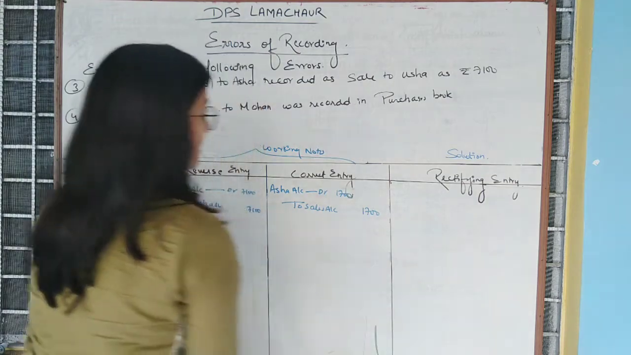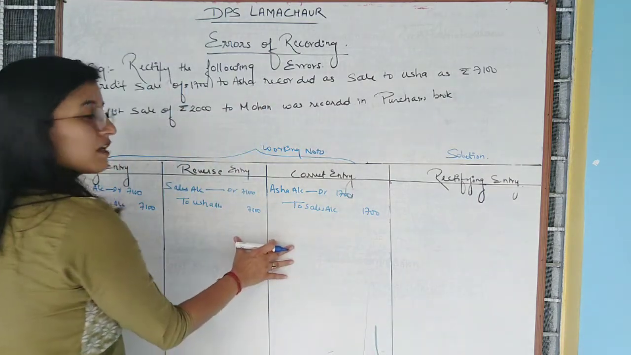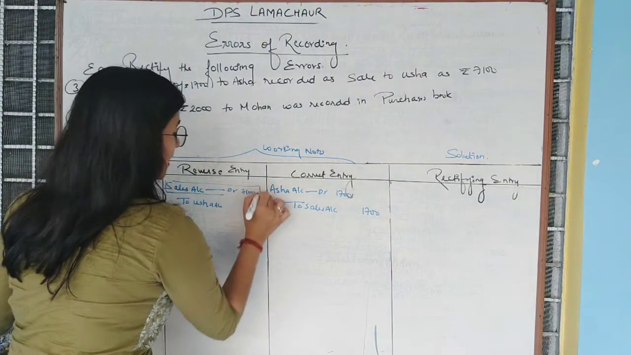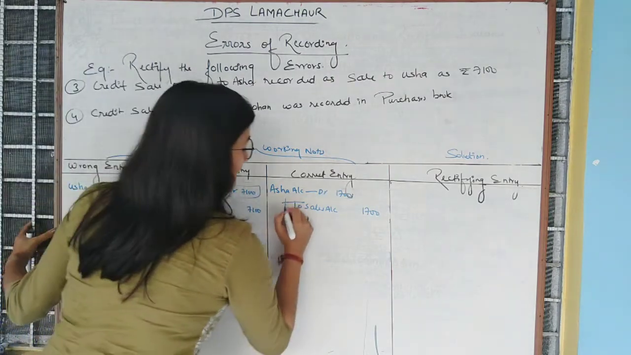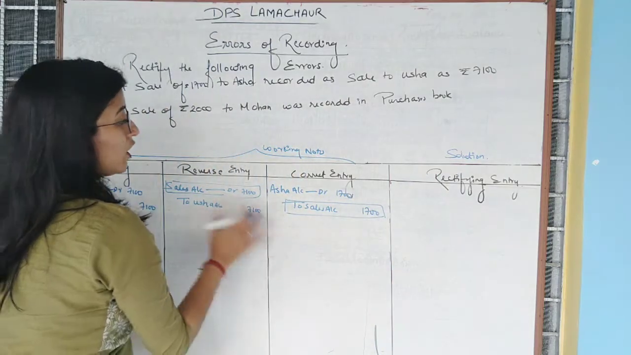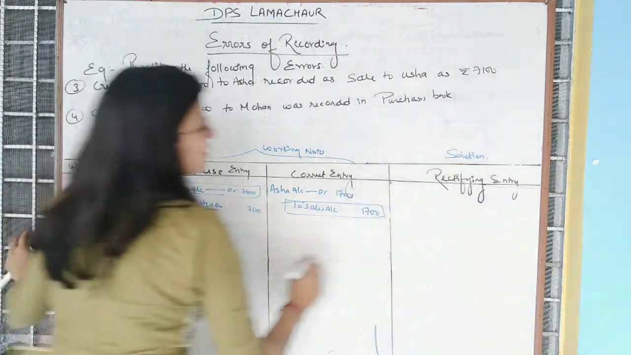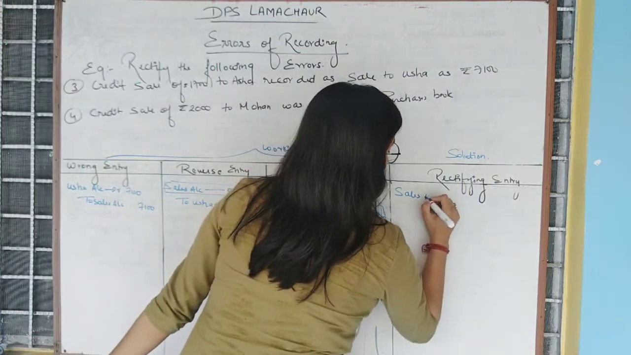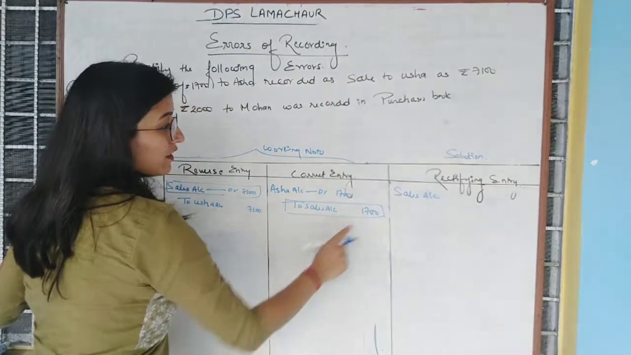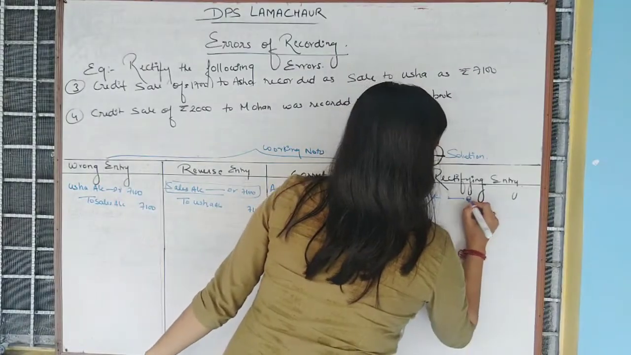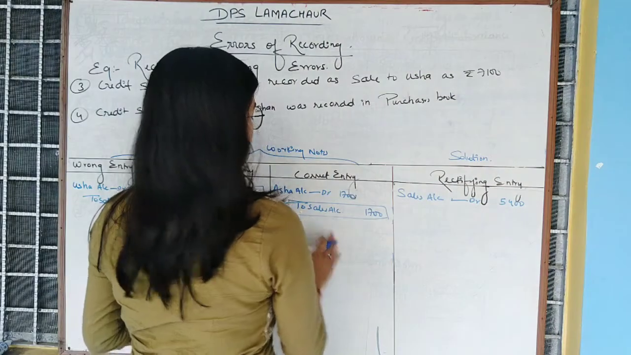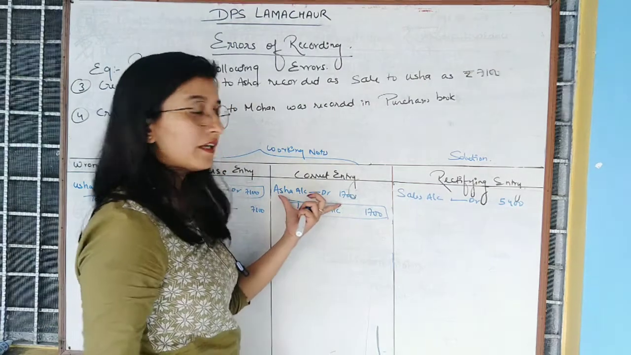Now in rectifying entry, we will first see the reverse entry and the correct entry column. So here sales is debited with the amount 7100, and in correct entry sales is credited with the amount 1700. So to rectify this entry, we will debit sales account with the net effect of 7100 minus 1700, which is 5400.